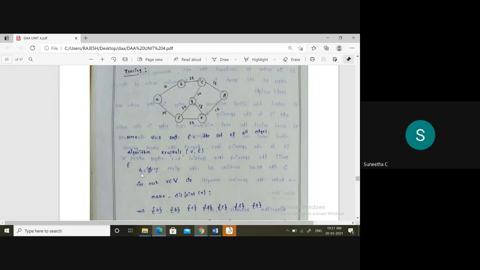So initially A is equal to phi. Then what we are doing for each v belongs to V, we are making disjoint set of v. Upon executing this function, what it does is it places each and every vertex in a separate set. ఈ ఫంక్షన్ ఎగ్జిక్యూట్ అవ్వంగానే వర్టిసెస్ అనేవి సెపరేట్ సెట్స్‌లో ప్లేస్ అవుతాయి. ఒక్కోటి ఒక్కో సెట్‌లో ప్లేస్ అవుతుంది. ఓకేనా?